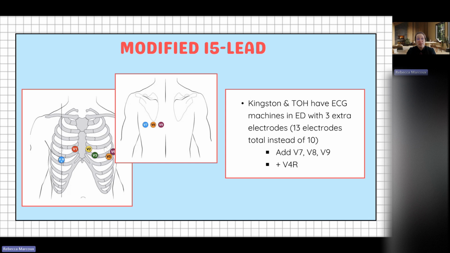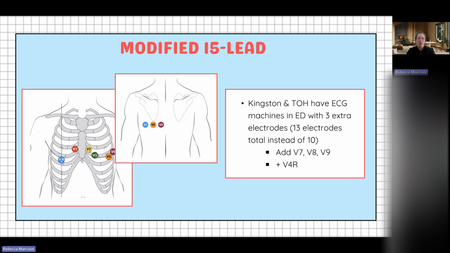And I just wanted to share some differences between Kingston and the Ottawa Hospital, which might be different from what you do. For those at TOH who are here, if this has changed, please let me know, because this was from last year. But in our EDs, both in Kingston and at TOH, we have those 13 electrodes instead of the 10.